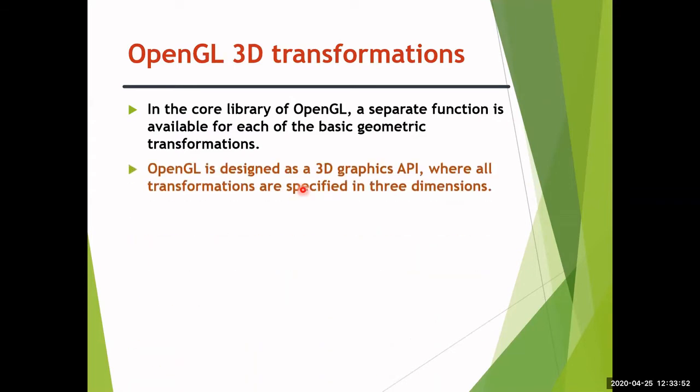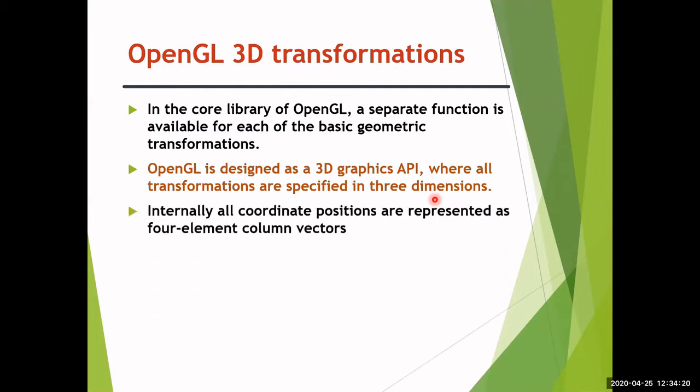OpenGL is designed as a 3D graphics API where all transformations are specified in 3 dimensions. All the APIs are designed for 3D purposes, not for 2D purposes. So 3D is implemented on 3D APIs, and we will apply it to 2D scenarios. We will see how. So we don't have separate 2D functions and 3D functions, especially for geometric transformation functions.